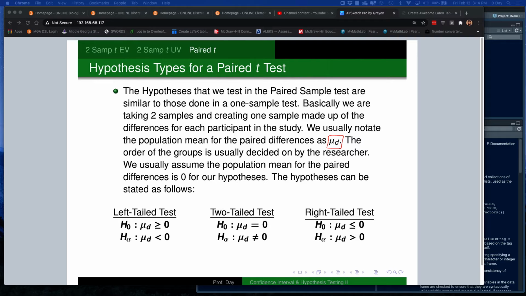What often people will do in practice, depending on what their alternate hypothesis is, is make their first group the before versus the after. If they're trying to look for an increase or a decrease, the order you put these in is going to be important, because it's going to subtract them in that order. And so if you get a negative value, that's a decrease.